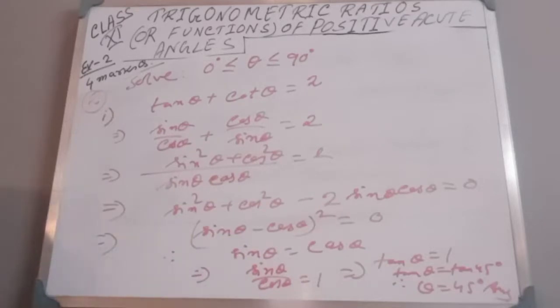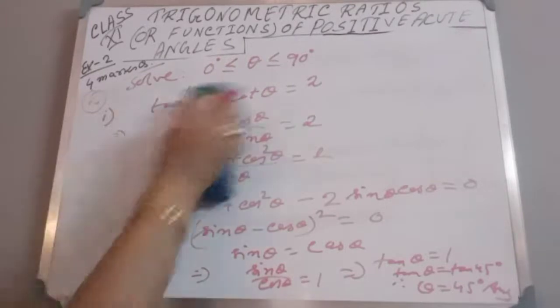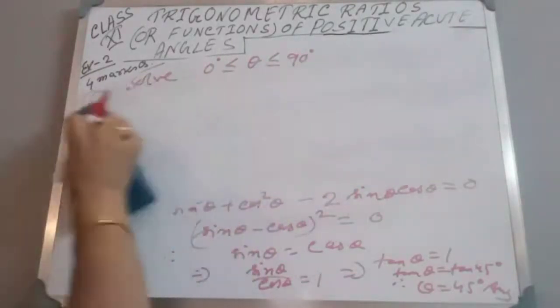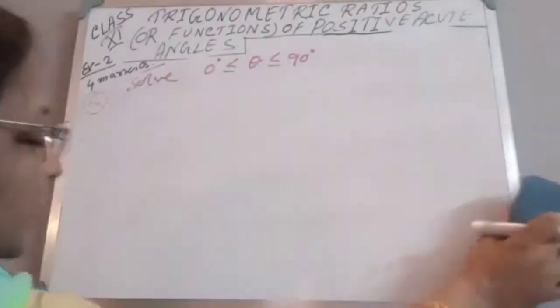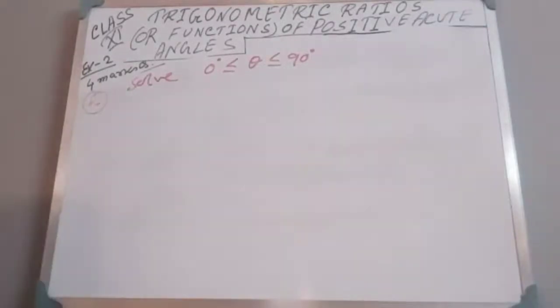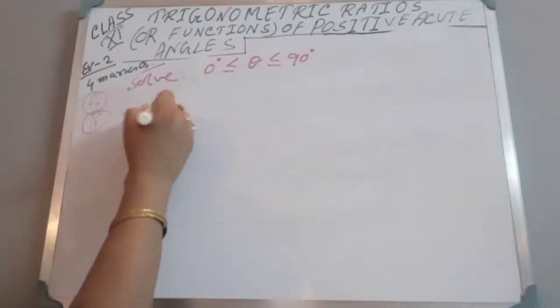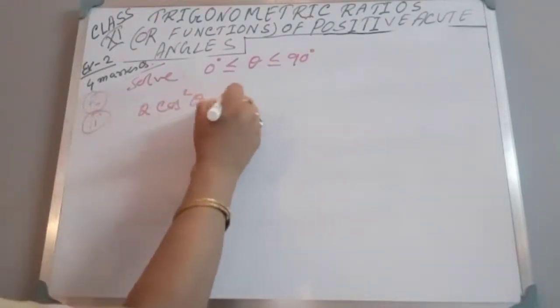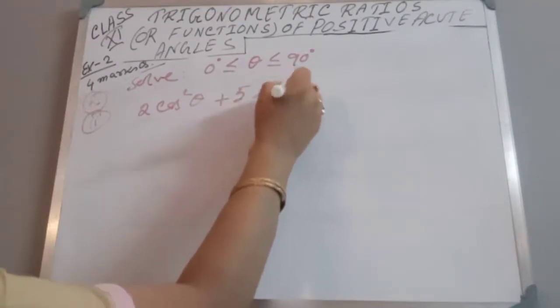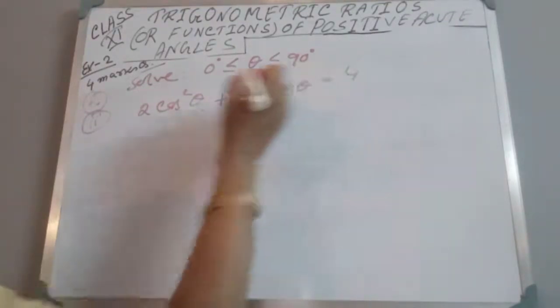Okay. Next, sum number 2 part 2. Again solve, we have to find the value of theta. What is the question? 2 cos square theta plus 5 sin theta is equal to 4.